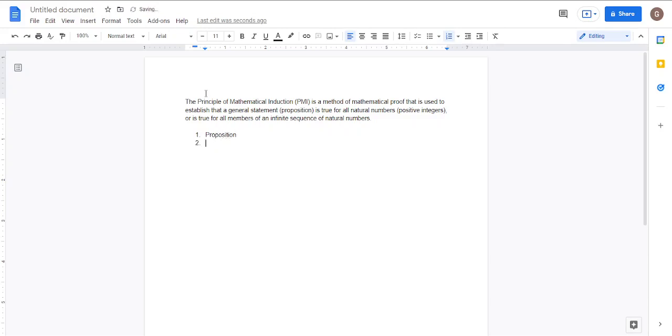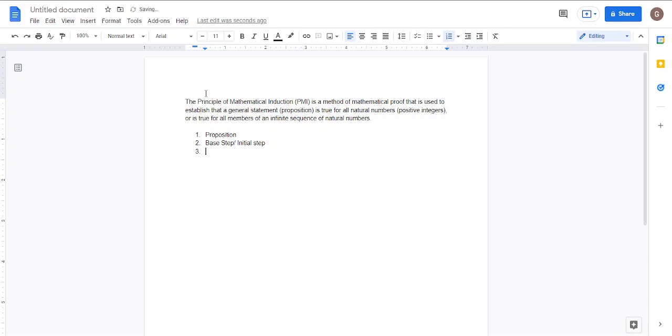Second step is what we call the base step or the initial step. So this is where you prove for the first element inside of the set. So we basically, the proposition is where you restate the statement they give you. Then the base step is where you prove the proposition to be true or false for the first element in the set. The first element in the set.